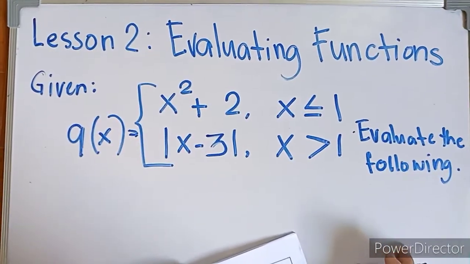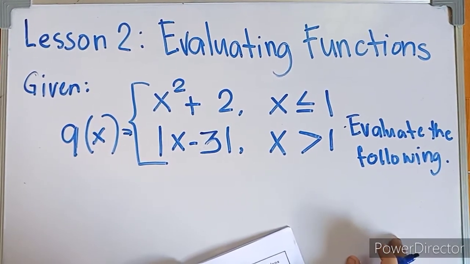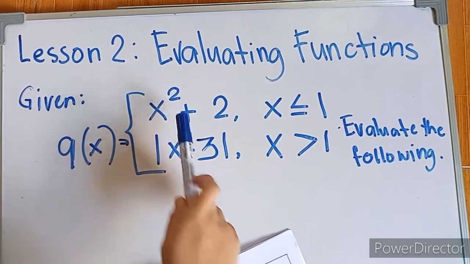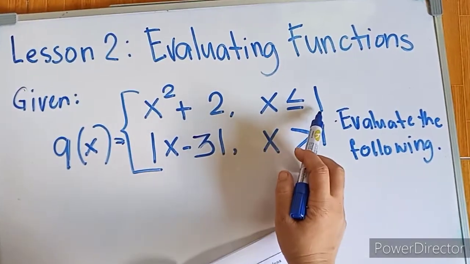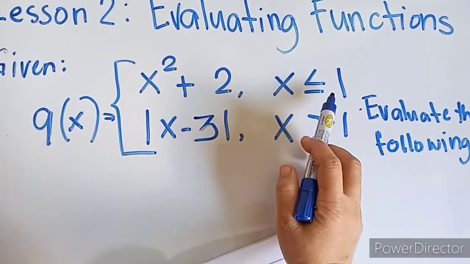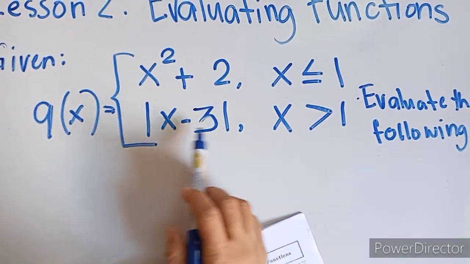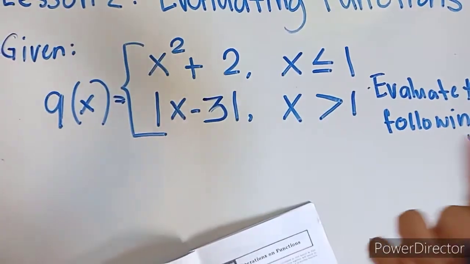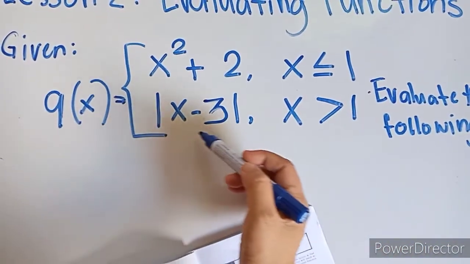Lesson 2, we have evaluating functions. In number 4, we have the given function q of x that is equal to x raised to 2 plus 2, where x is less than or equal to 1. So we have the condition. If x is less than or equal to 1, we will use this function. Another, the absolute value of x minus 3, where x is greater than 1. When the given value of x is greater than 1, then we will use this function.